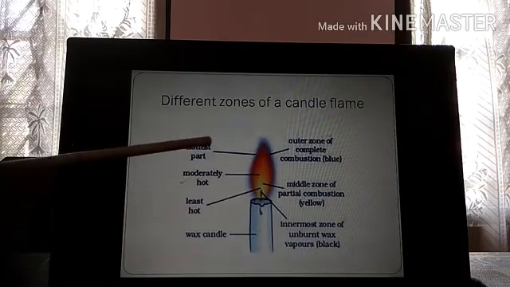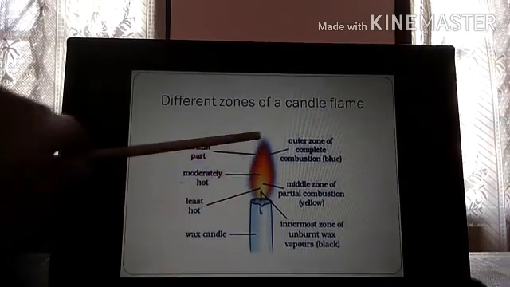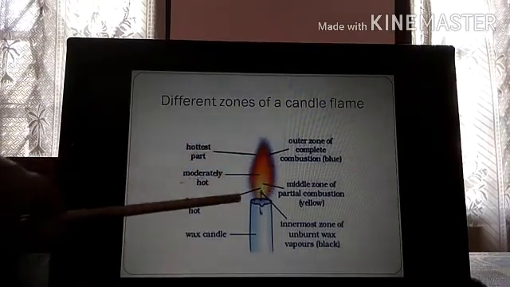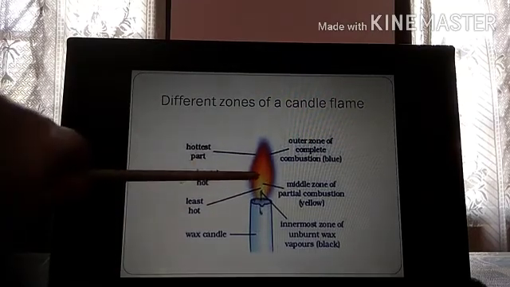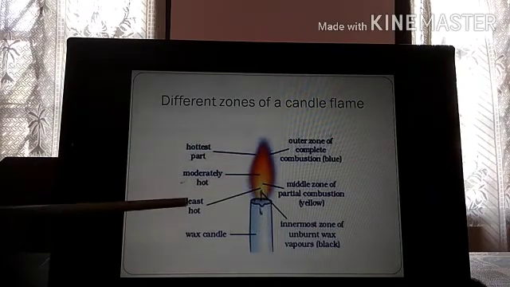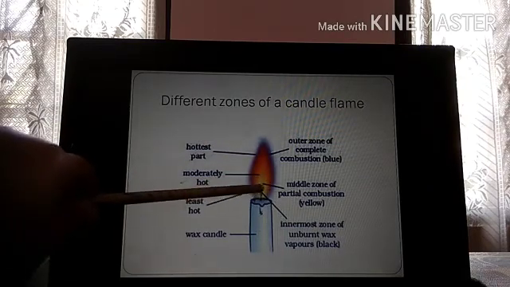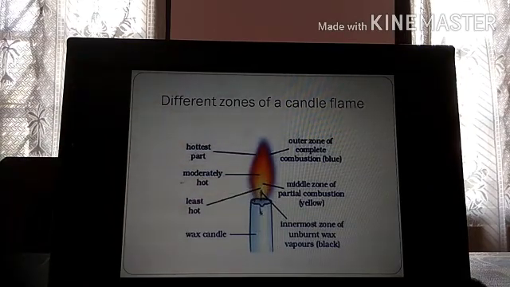So remember, the hottest part is the outermost zone. That is the hottest part, the blue part, and that is also called the non-luminous zone. Moderately hot is the middle zone. And the least hot, or the luminous zone, is the innermost zone. That is the least hot, and there the substances will not burn easily. Is it clear? So whenever you burn an agarbatti, make sure you put it in the outermost zone of the flame. Then it will burn fast. If you put it inside, it will take time to burn, or it might not burn.